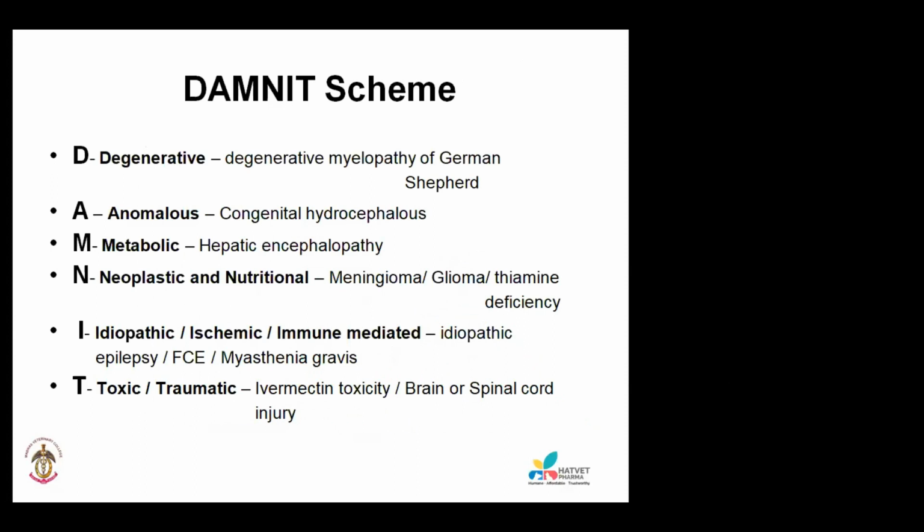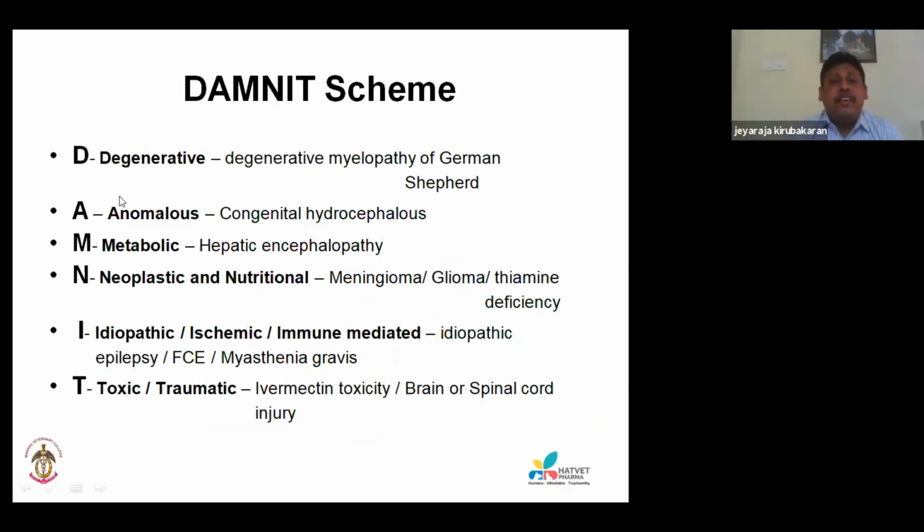Okay. So we classify the etiology based on this DAMNIT-V classification. D stands for degenerative disease, and A stands for anomalous, that is congenital. M stands for metabolic, and N stands for neoplastic or nutritional. I stands for idiopathic, ischemic, or immune mediated, and T stands for toxic or traumatic.